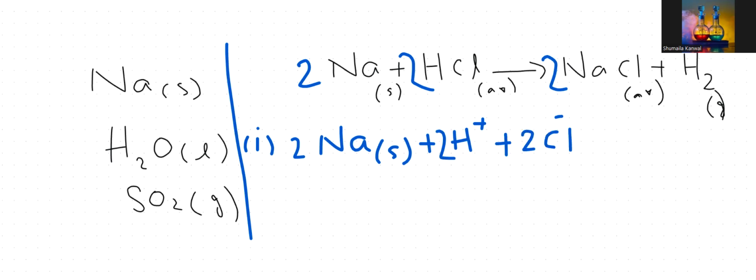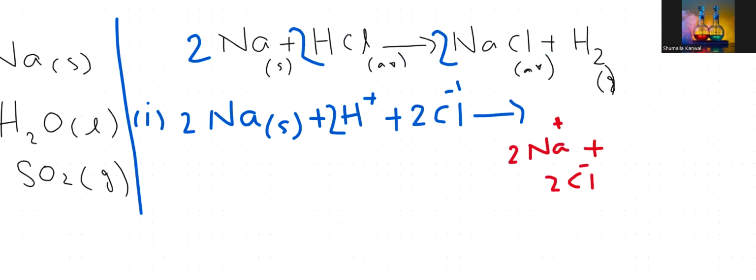Now, the product side. On the product side, you are seeing NaCl, which is aqueous, so you will write sodium ions. There are 2 sodium ions with a plus sign because there are 2 NaCl molecules, plus 2 chloride ions. And what about the hydrogen? How are you going to write the hydrogen? Look at the physical state. It's just gas, so you will write it as it is, as a gas.